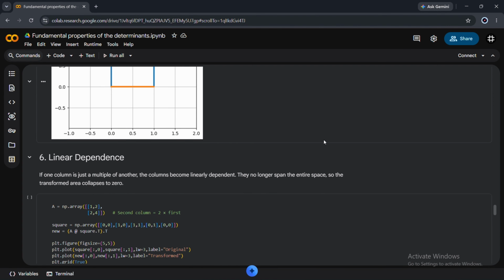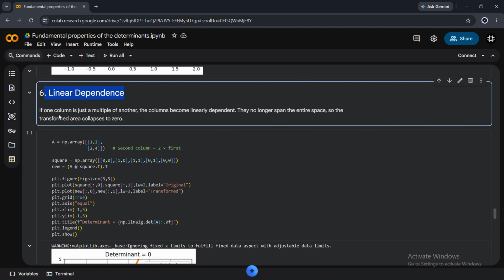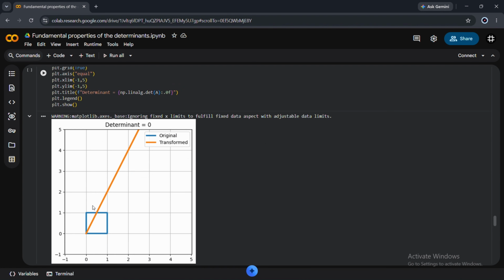Number 6, linear dependence. If the two columns of a matrix point in the same direction, or one is just a multiple of the other, they are called linearly dependent. In that case, they cannot span the full space. The transformed area becomes 0 and therefore the determinant is also 0.